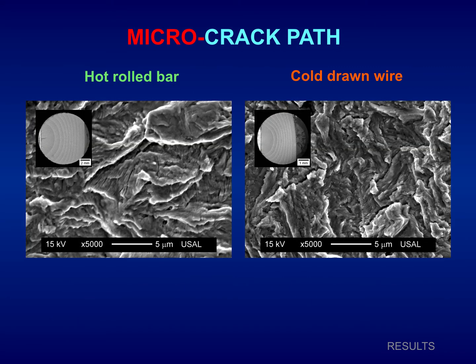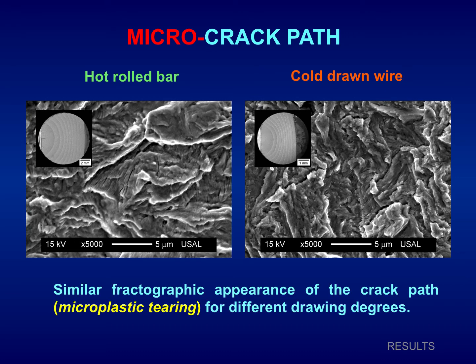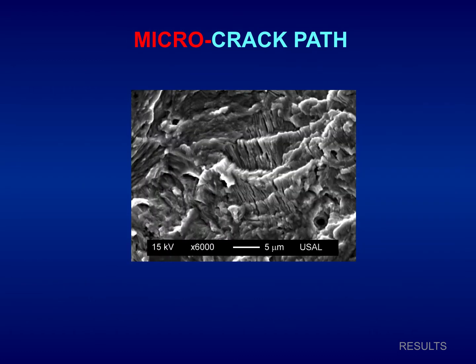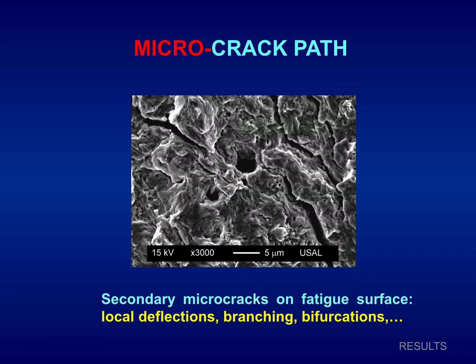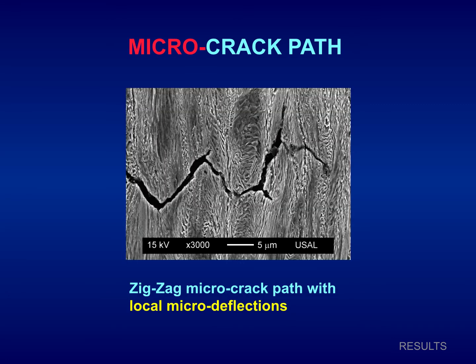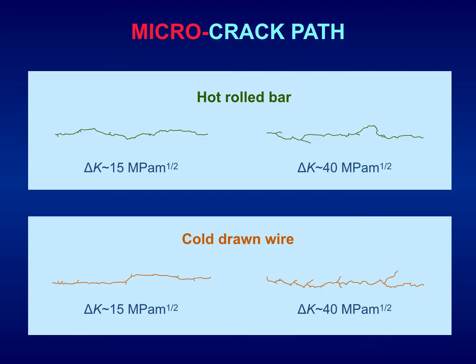Regarding micro crack path, here we can see the hot roll bar and the cold drawn wire. Similar fractographic appearance of the crack path, resembling microplastic tearing for different drawing degrees. Again, regarding micro crack paths, the fatigue surface reveals a topography with striations. Secondary microcracks on fatigue surface, local deflections, branching, bifurcations, and so on. And again with the microcrack path, zigzag microcrack path with local microdeflections.